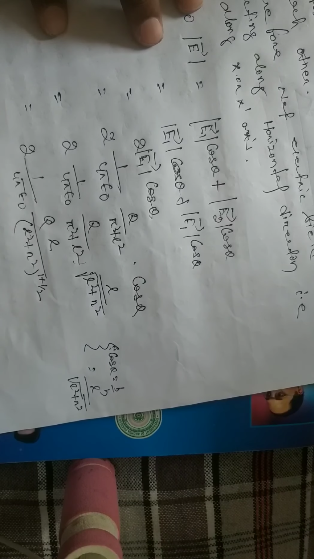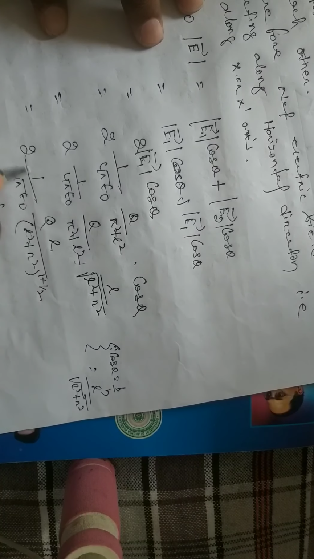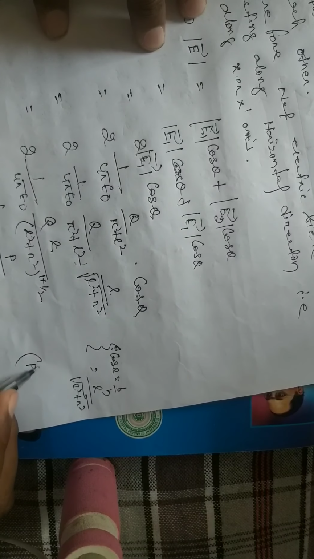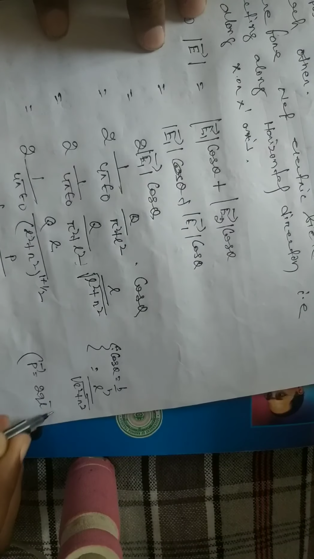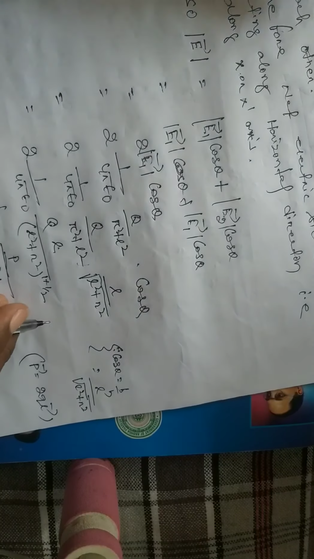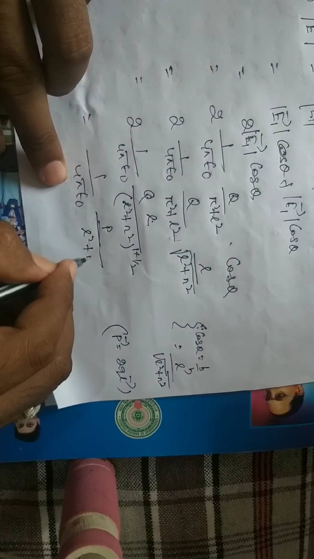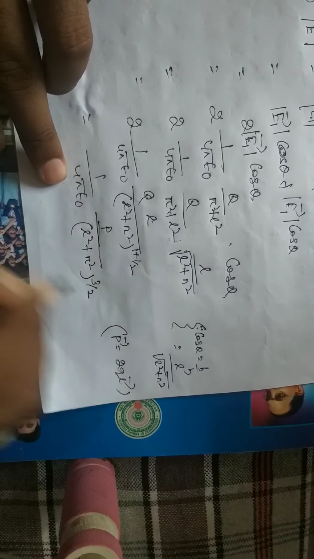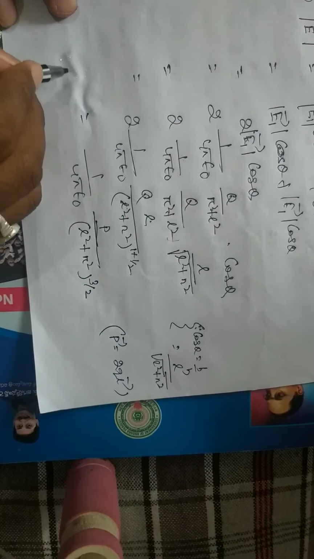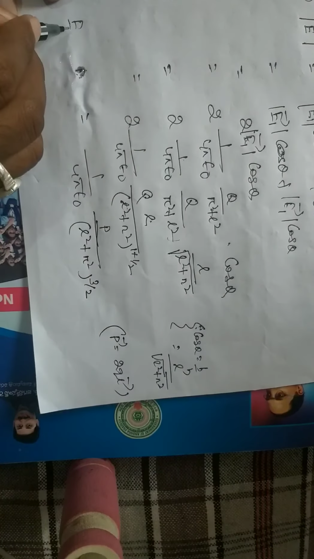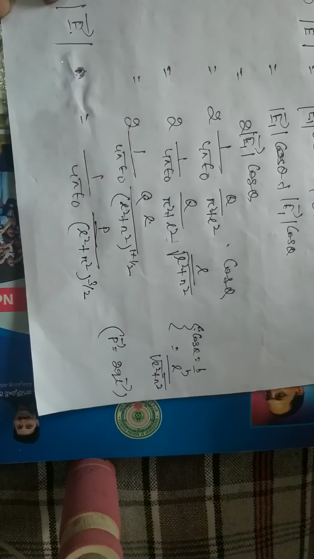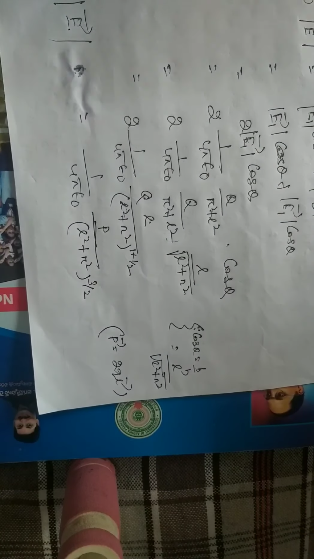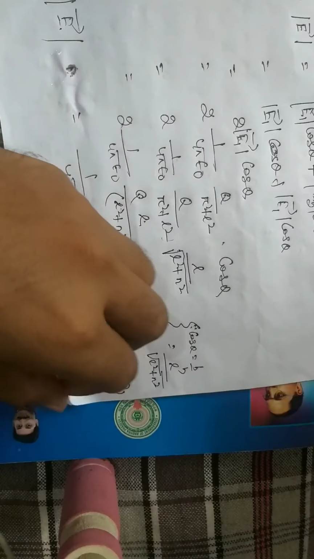So here we write 1 by 4 pi epsilon 0, 2ql means what? p. That means I say p vector equal to 2ql vector here. So 2ql means p divided by (l square plus r square) power 3 by 2. Here we write, so that is the net electric field intensity, the electric field intensity along the horizontal axis. Okay.